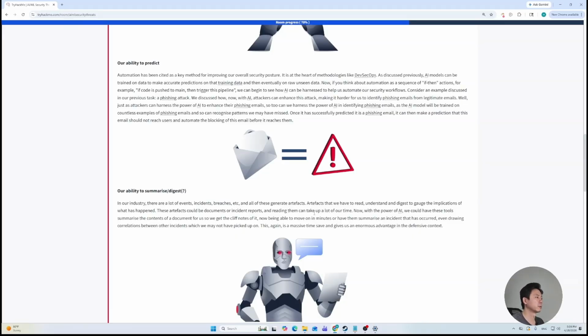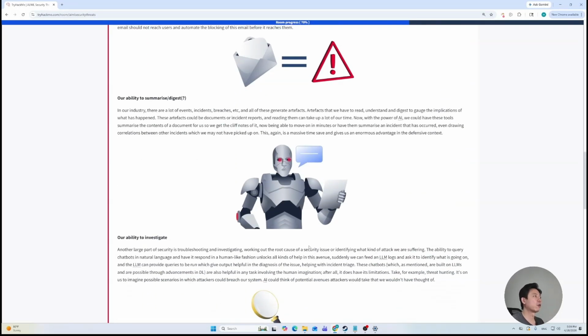Our ability to summarize or digest. In our industry, there are a lot of events, incidents, breaches, etc. And all of these generate artifacts. Artifacts that we have to read, understand, and digest to grasp the implications of what happens. These artifacts could be documents or incident reports, and reading them can take up a lot of time.